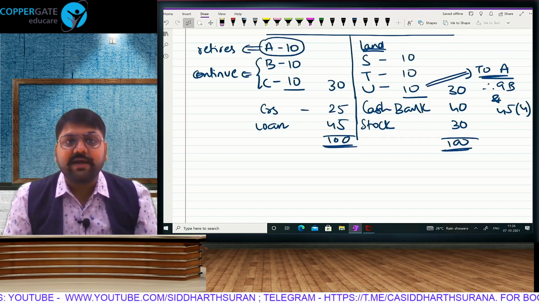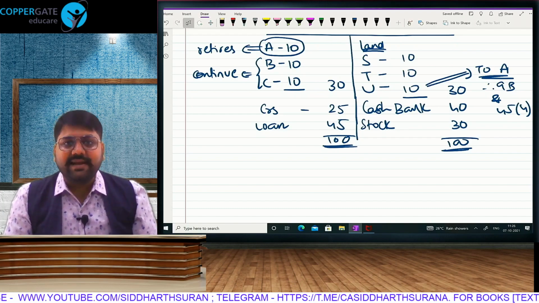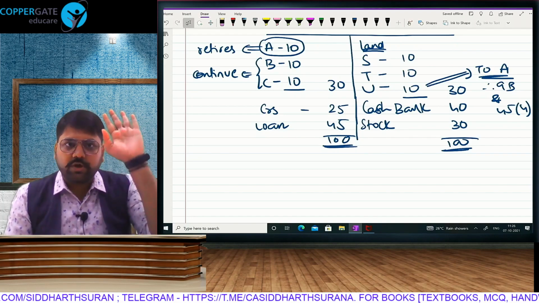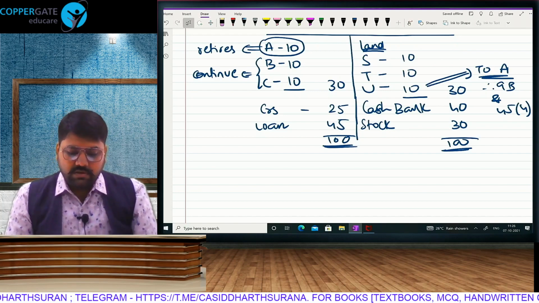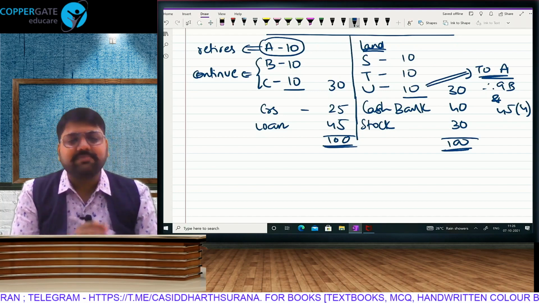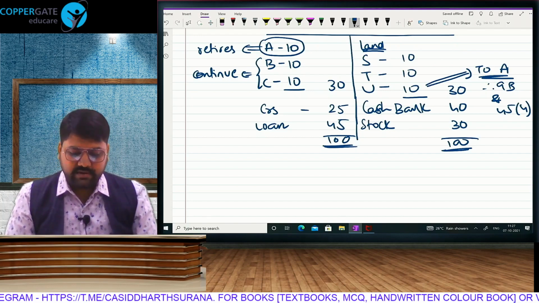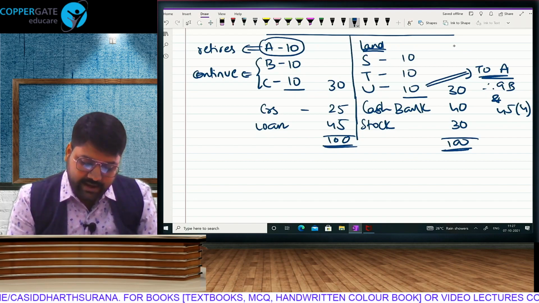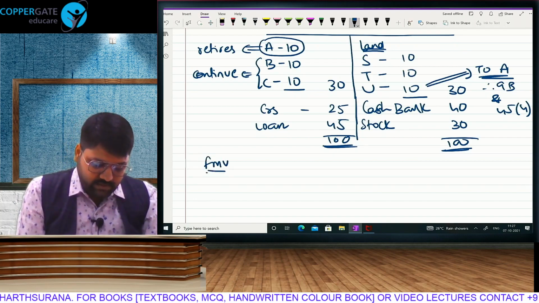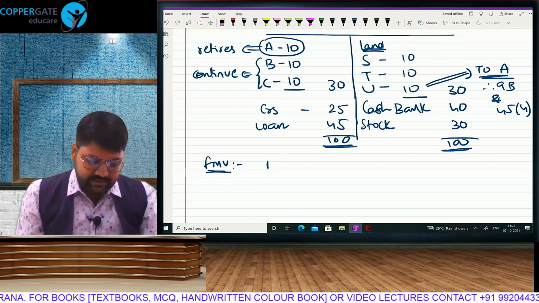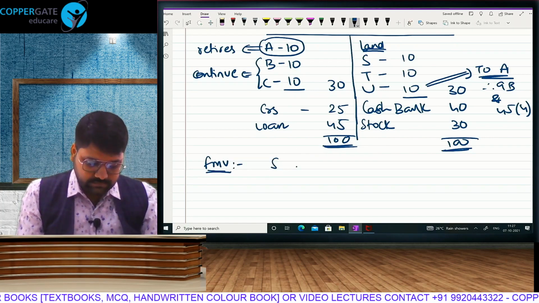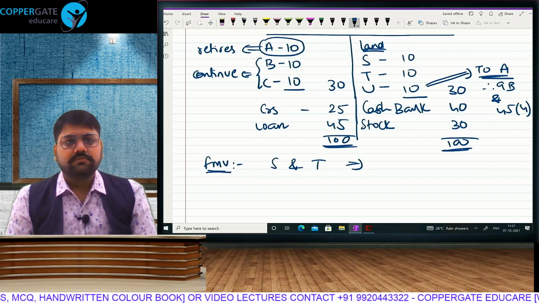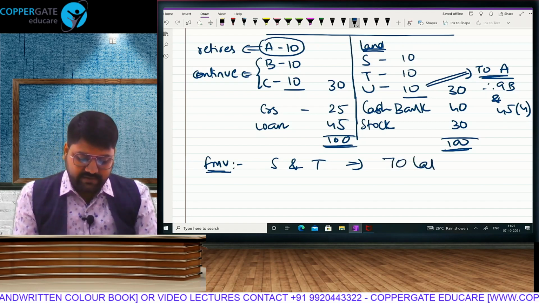For that we will need fair market value, because mind you, the 10 lakh that we have in our books is historical cost, purchased many years ago. So in the ICAI Income Tax example that they have given in the circular, they have given us the FMV also of the 3 lands. Of land S and T, what is the book value of these 2 lands? 10, but the fair market value is 70 lakh.